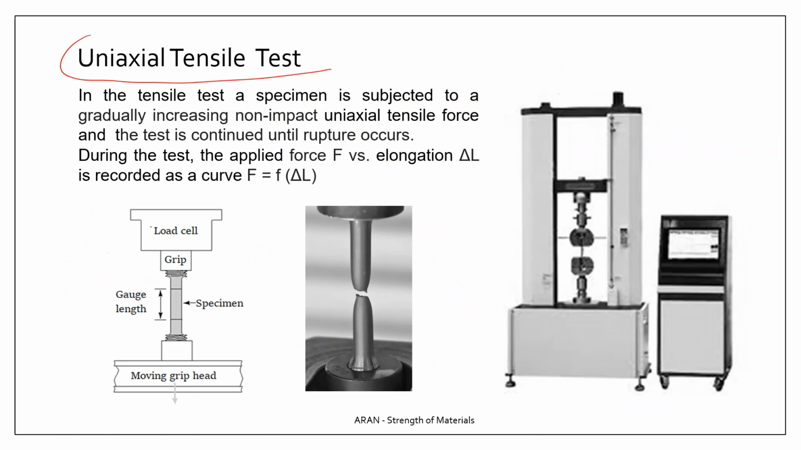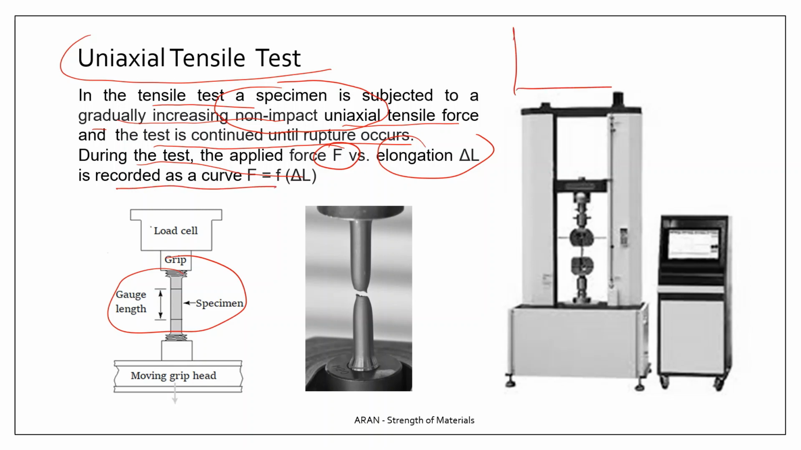The uniaxial tensile test is a very popular test, and in this test, a specimen is subjected to a gradually increasing uniaxial tensile force, which is not an impact force, and the test is continued until rupture occurs. During the test, the applied force versus elongation is recorded as a curve like F-delta L, and this curve is determined by this test.